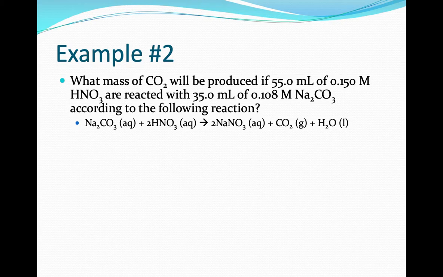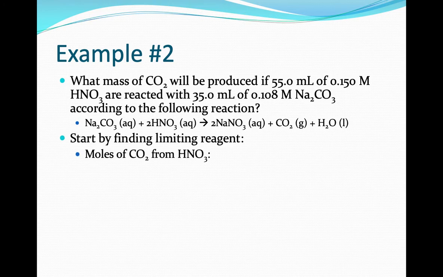Here we're asked what mass of CO2 will be produced if 55.0 milliliters of 0.150 molar nitric acid are reacted with 35.0 milliliters of 0.108 molar sodium carbonate by the following reaction. Now, in terms of solving this, even though this is dealing with solutions, the situation is the same as the limiting reagent and theoretical yield problems we saw previously. Right? Instead of having just a mass of all of our starting samples, we have volumes and concentrations. Well, what do volumes and concentrations let us find but moles? So really, we can do this the same way we did all of our previous examples for stoichiometry before.